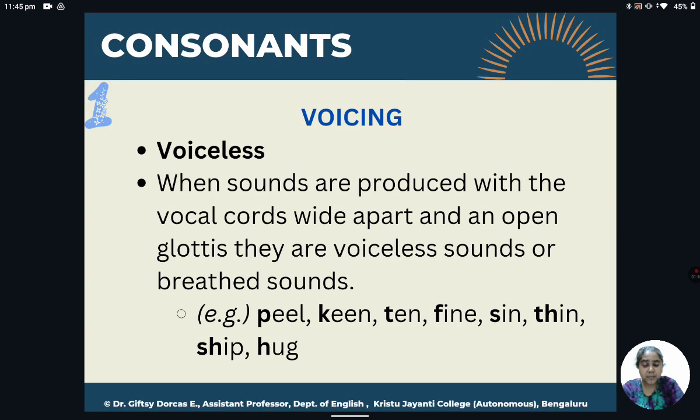So what is voicing? When sounds are produced with the vocal cords wide apart and an open glottis, they are called voiceless sounds or breathed sounds. So the sounds p, k, t, f, s, th, sh, h, as in peel, keen, ten, fine, sin, thin, ship, hug, are all voiceless sounds because during the production of these sounds, the vocal cords are wide apart and the glottis is open.